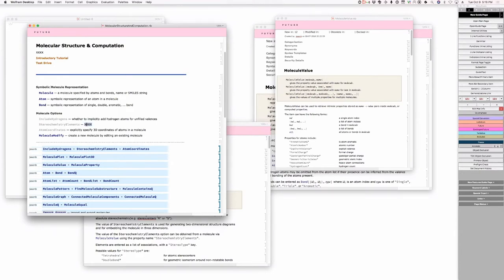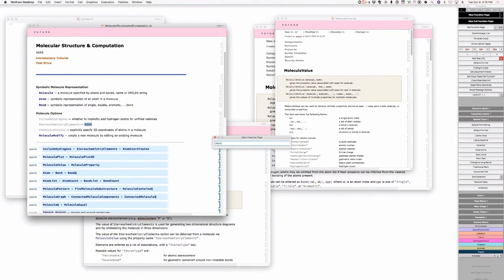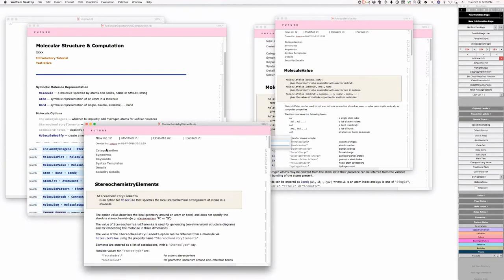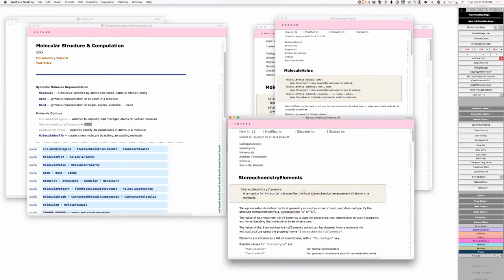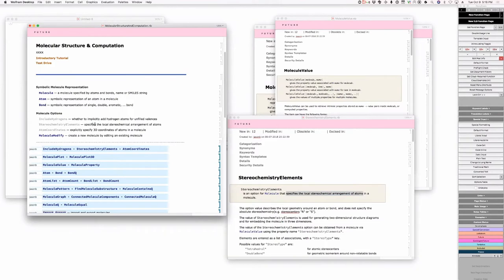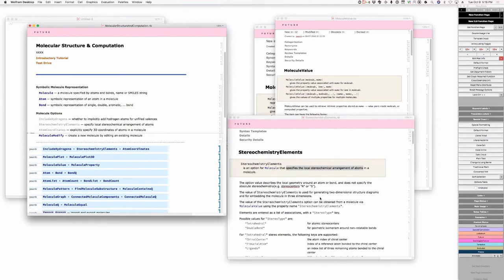Okay, so now stereochemistry elements. Right, so we rewrote the usage message for that just last night, so it should be fairly decent. Okay. Do we want to say anything about... no? Okay. All right, that's those things.